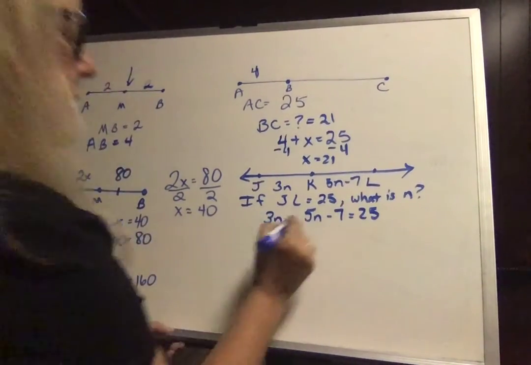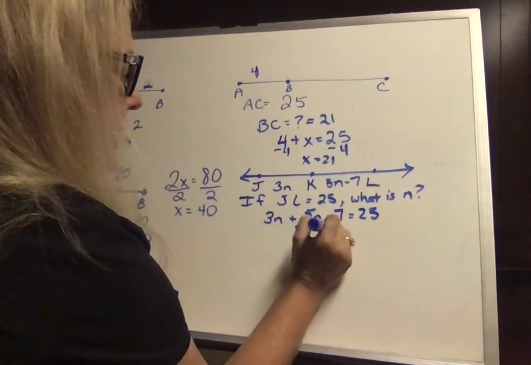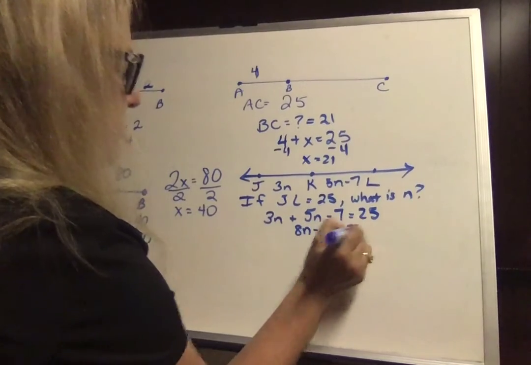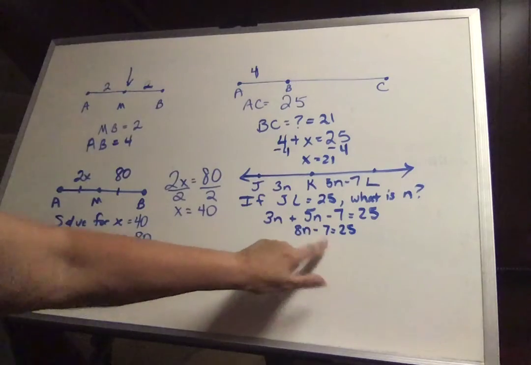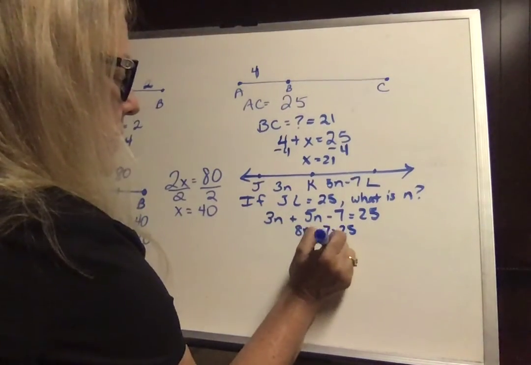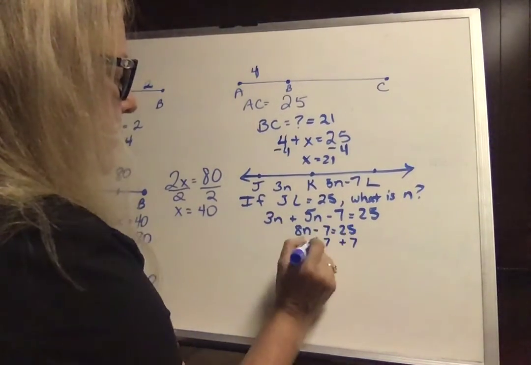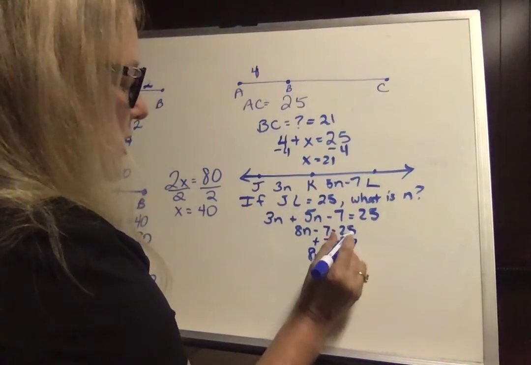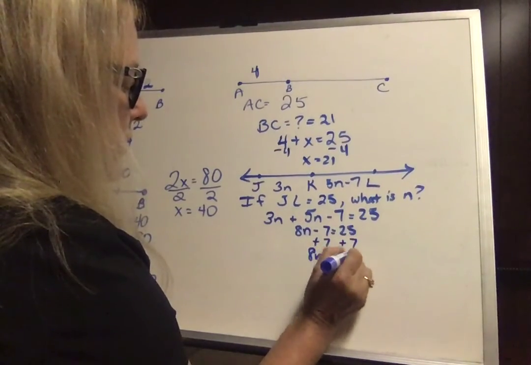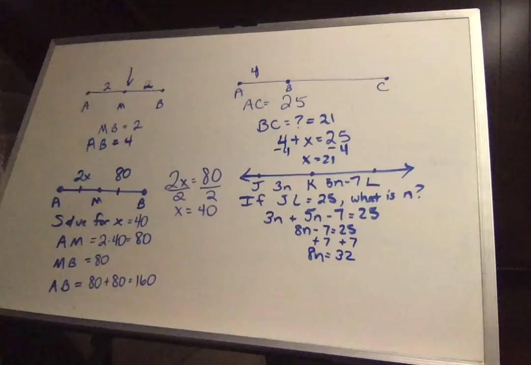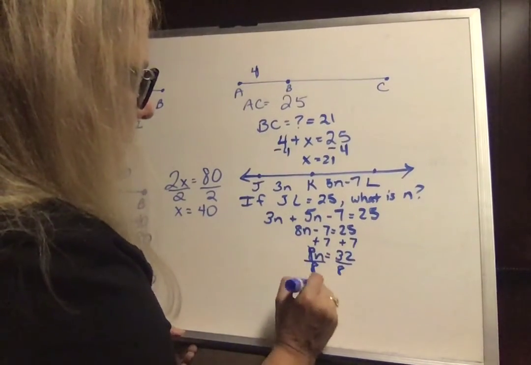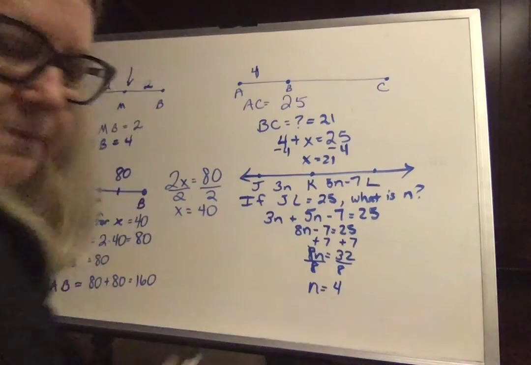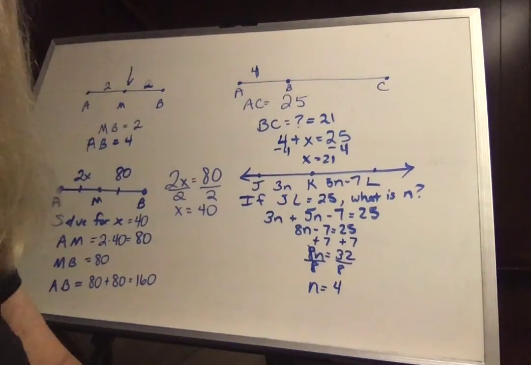Add like terms: 8n minus 7 equals 25. Get rid of the minus 7: do the opposite. So 8n equals 25 plus 7, which is 32. Now it's a one-step equation. Divide by 8, divide by 8. N equals 4. That's what this section is.